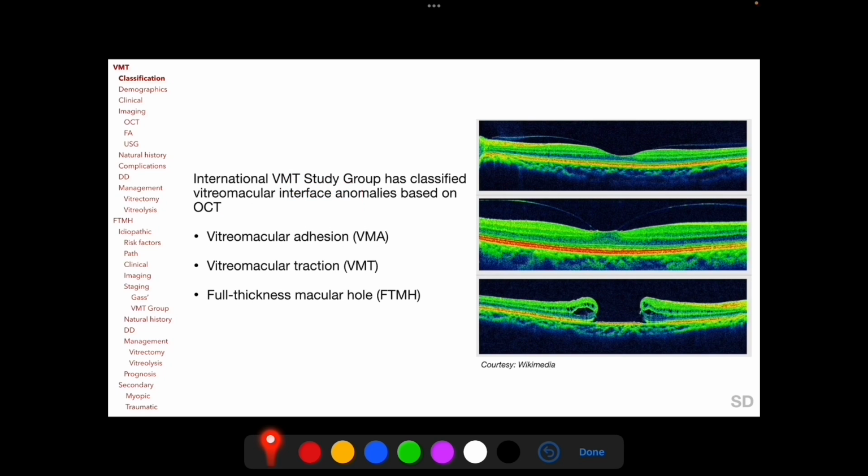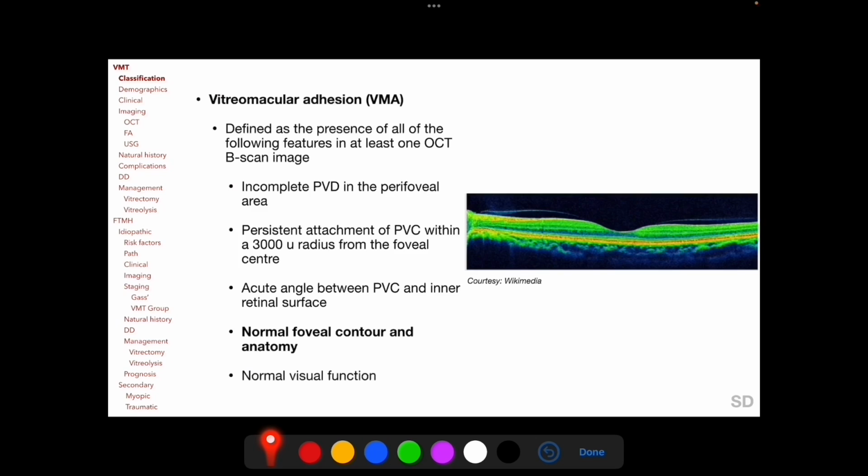The International VMT study group has classified vitreomacular interface anomalies based on OCT into vitreomacular adhesion, vitreomacular traction, and full thickness macular hole. Vitreomacular adhesion or VMA is defined as the presence of all of the following features in at least one OCT scan image: incomplete posterior vitreous detachment in the perifoveal area, along with persistent attachment of the posterior vitreous cortex to the retinal surface within a radius of 3000 microns from the foveal center, and an acute angle between the detached posterior vitreous cortex and the inner retinal surface.